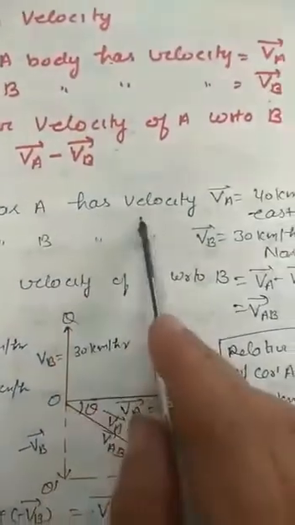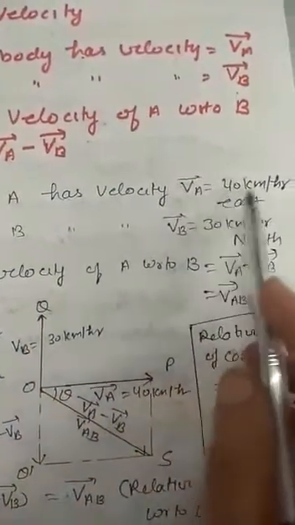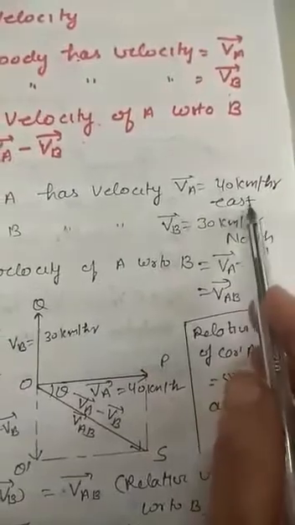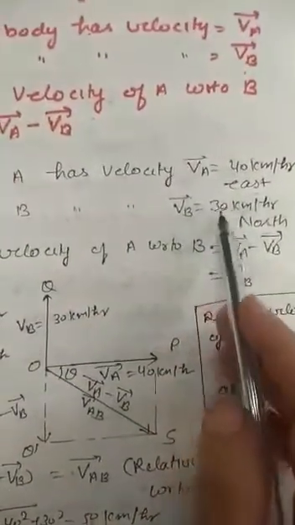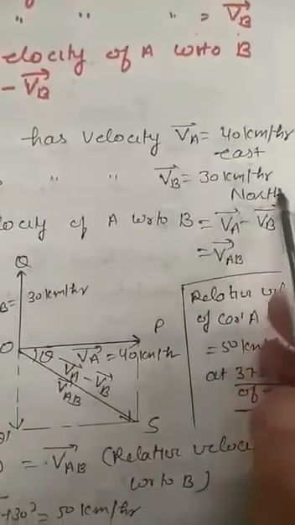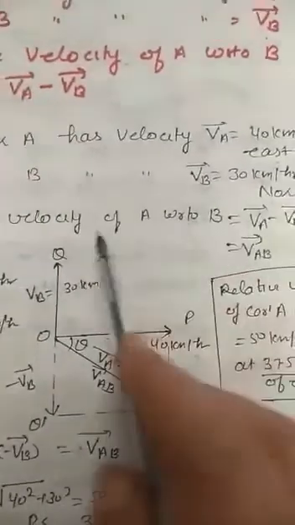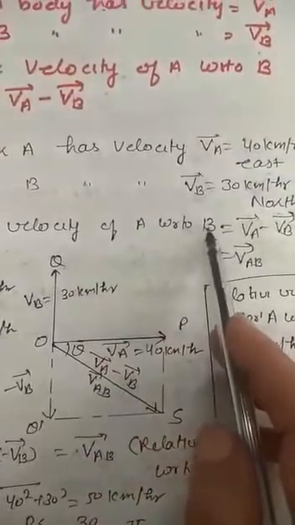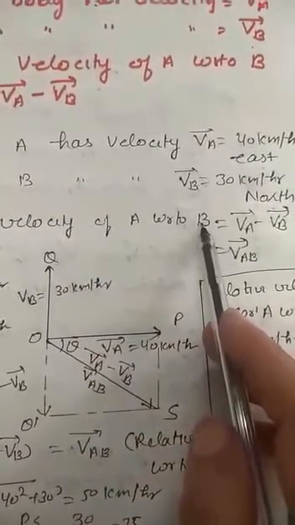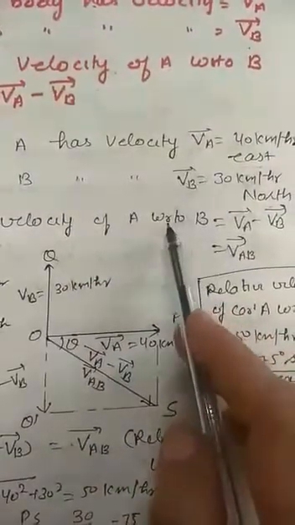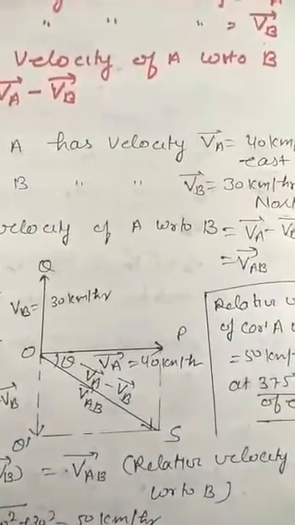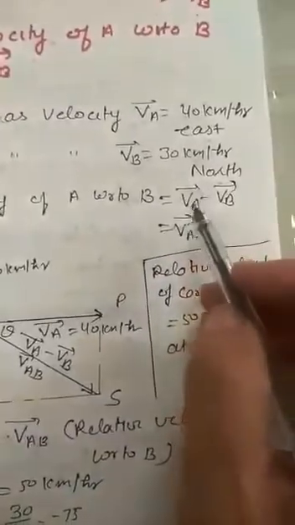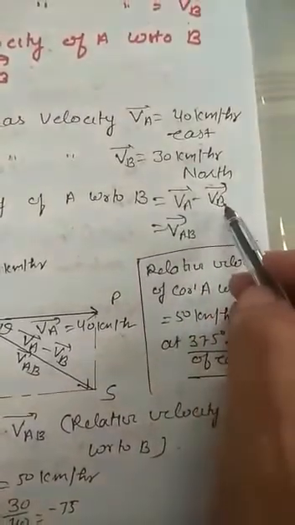Let's take the example. Car A is moving with a velocity of 40 kilometre per hour towards the east. Car B is going with 30 kilometre per hour towards the north. We have to find the relative velocity of A with respect to car B. Means in which direction will car A appear to be moving to the person sitting in car B. Means we have to find the vector VA minus vector VB.